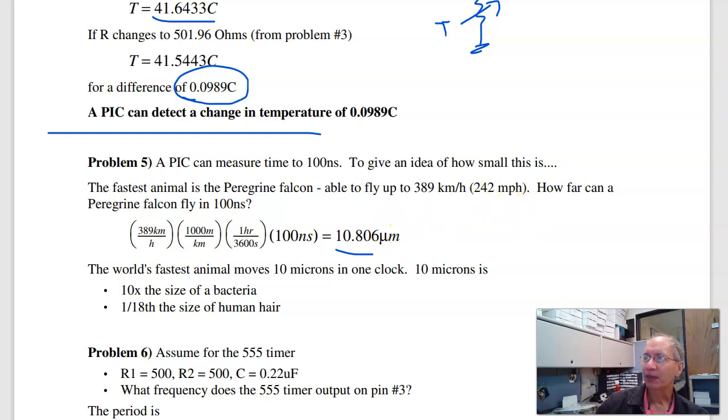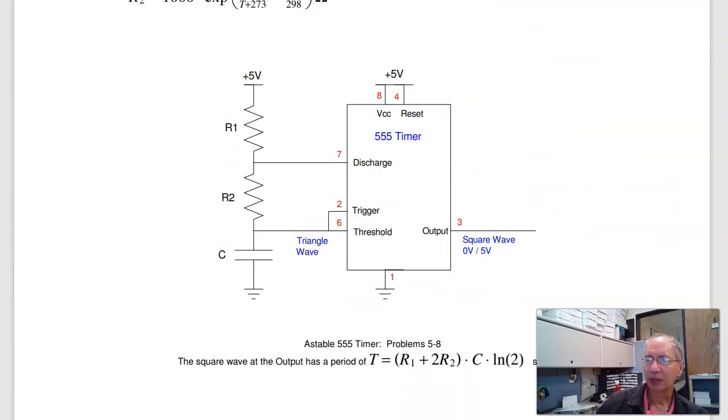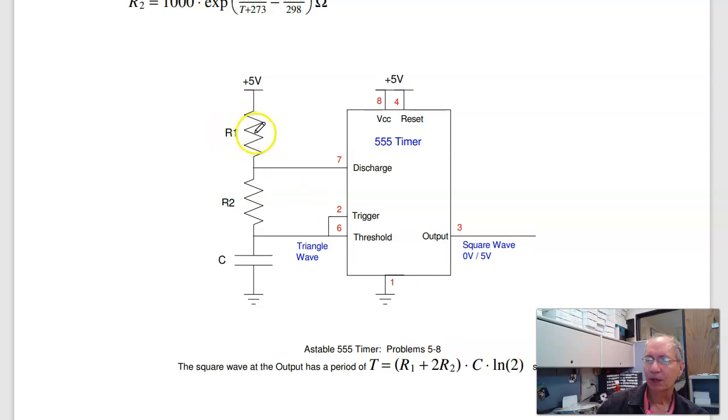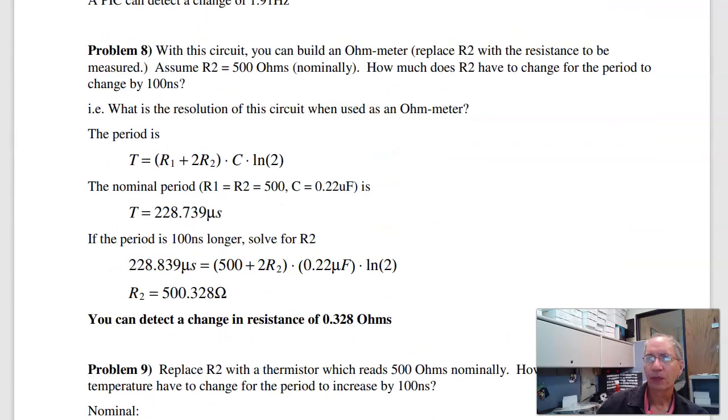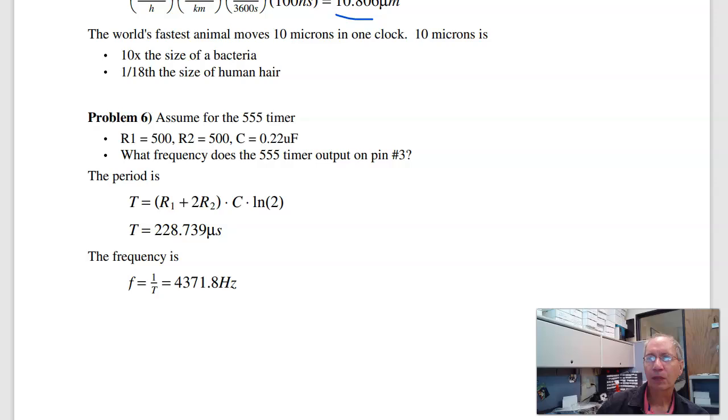If I have a 555 timer, this guy right here, with 500 ohms and 0.22 microfarads, what's the frequency of the square wave? Well, the period comes from this equation. Plugging in numbers, the period is 228.739 microseconds. Take the inverse of the period, it's 4371 hertz. So if I took that 555 timer and connected it to a speaker, that's the frequency I would hear.